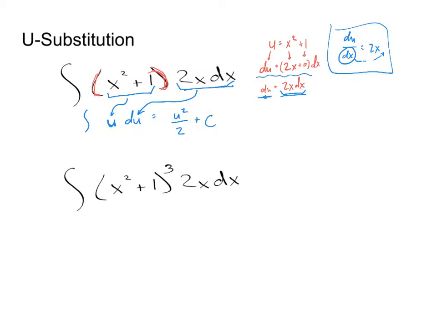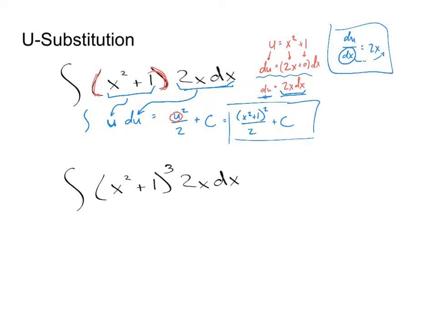The additional step that we have to take, though, is my answer. I don't want to leave u's in my answer because the problem was given with x's. So I'm going to substitute x squared plus 1 in for the u. This u right here is equal to the x squared plus 1 right there. And then don't forget your plus c. And so there is my answer.